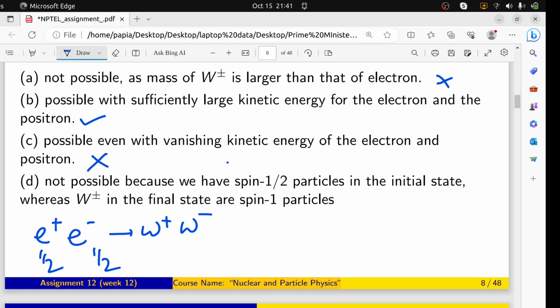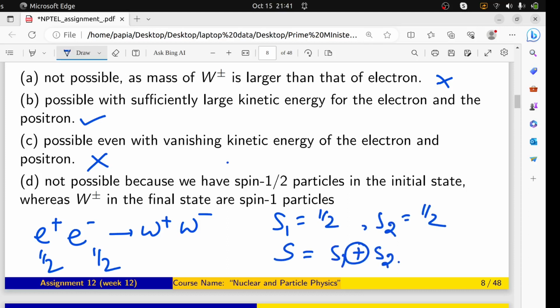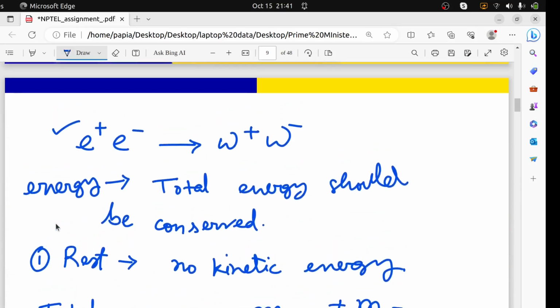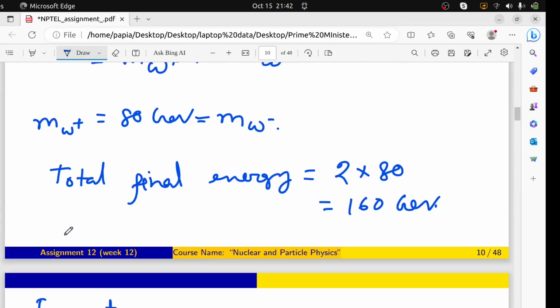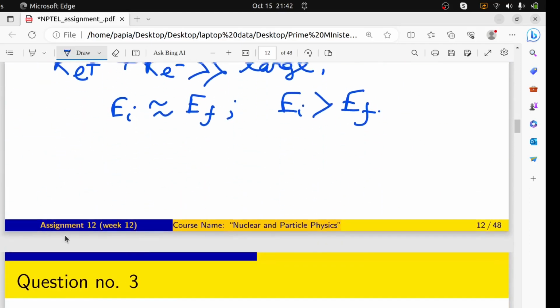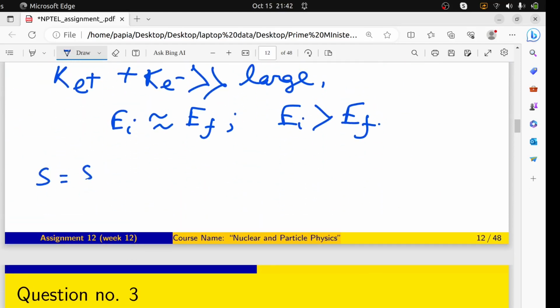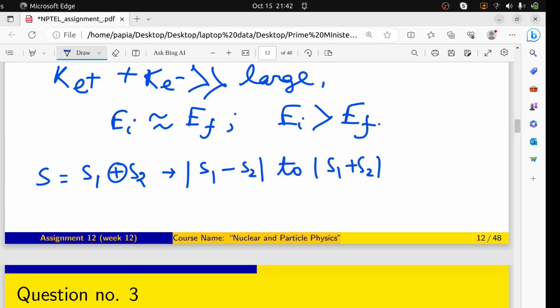So quantum mechanically additive means, let's say our H1 is half and H2 is half. So our final H will be H1 plus H2. What is this sign? Let us know about this sign. H1 plus H2 means it can have the value from mod of H1 minus H2 to mod of H1 plus H2 in steps of 1. Okay.